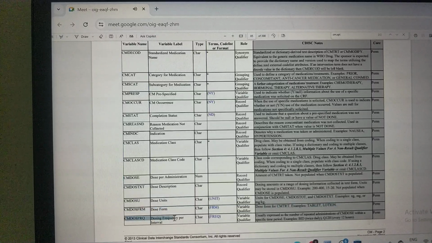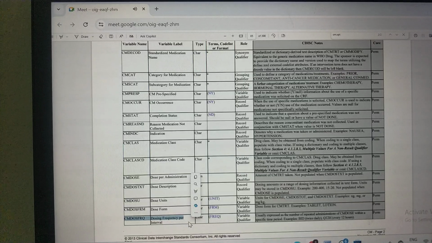And then dose frequency, dosing frequency per interval. How frequently he took it: for example, if you go and contact a doctor for any reason and the doctor makes a diagnosis, then he should write a prescription for the particular drug or treatment. They will write daily once, daily twice, weekly twice, weekly once, or bi-weekly. These are all the frequencies: how many times you should take the drug.